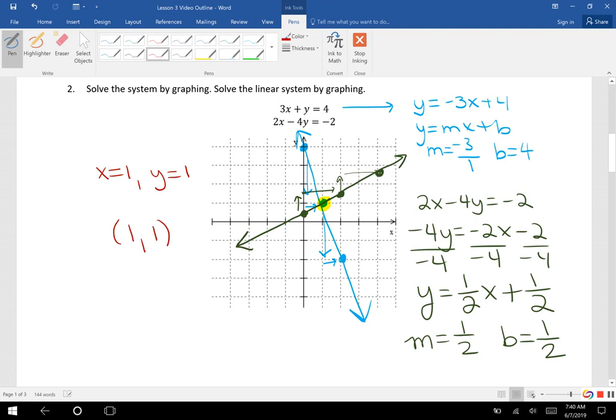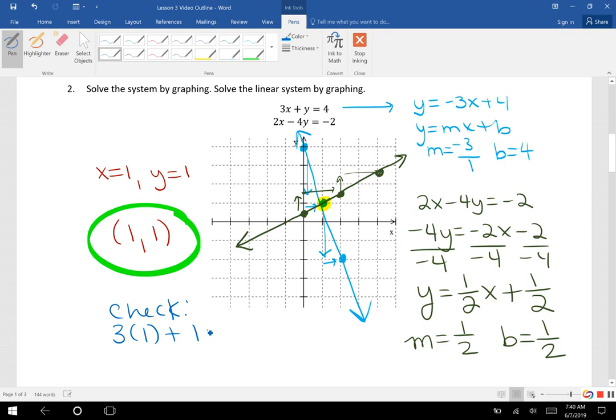I could write that as the ordered pair (1, 1). And that's it. That's the answer to this problem. If we wanted to check our work, we could. We don't have to, but one way we could check is we could take those numbers and plug them into the original equations and see if we get true statements.